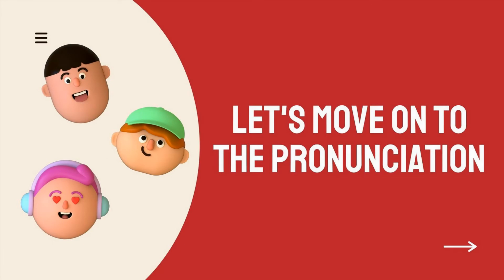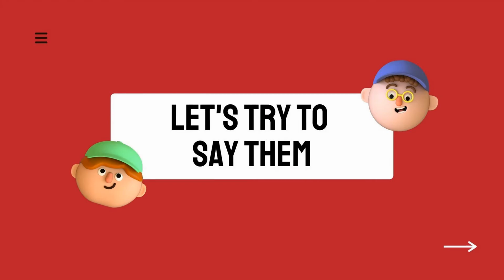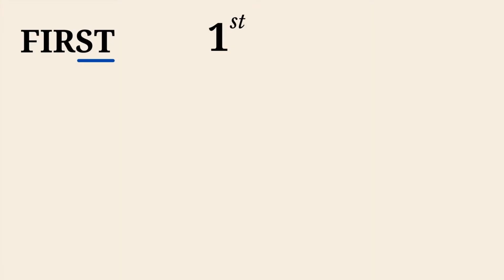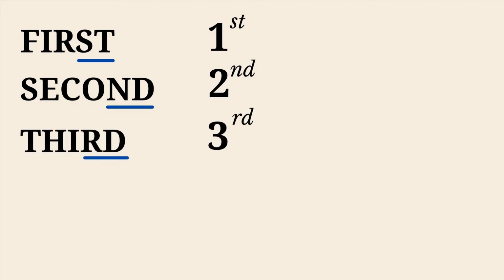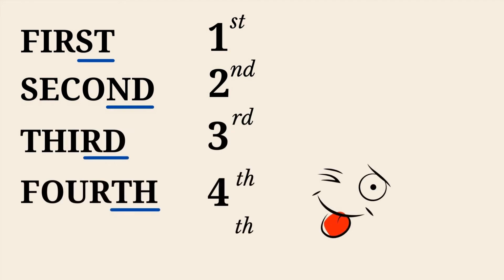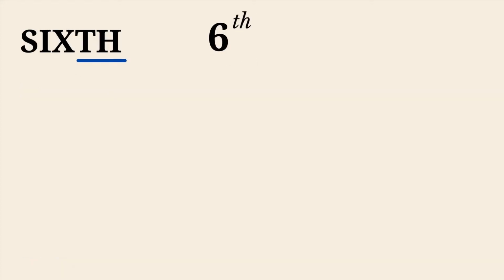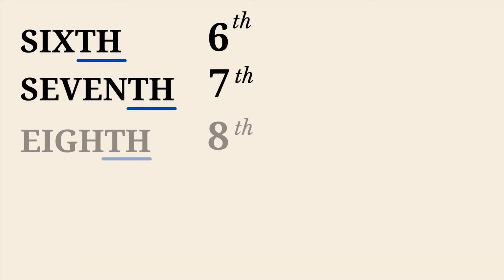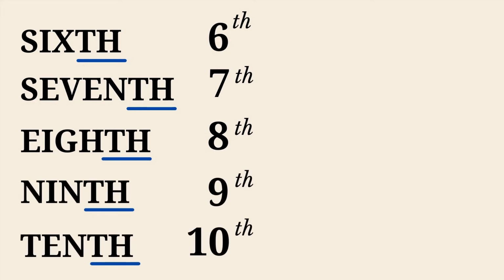Now let's move to pronouncing them, because pronunciation can be a little bit difficult. So let's try to say them. First, second, third, fourth. When I say fourth, my tongue comes out. Fourth, fifth, sixth, seventh, eighth, ninth, 10th.